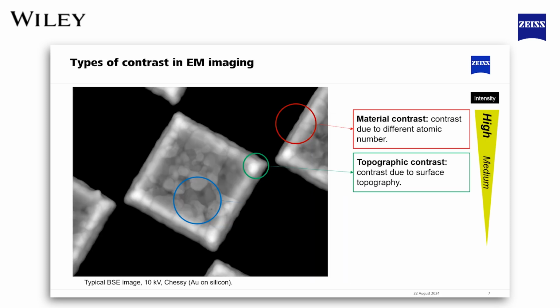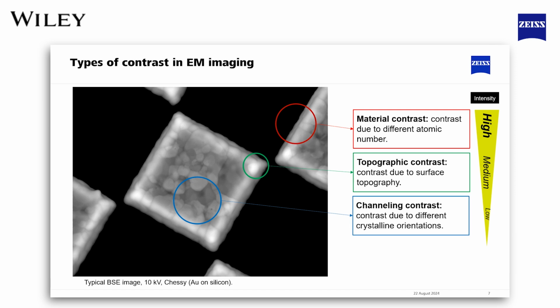Now let's take a look at the contrast in electron microscopy imaging. This image shows many contrasts. From top to bottom, we have material contrast due to different atomic numbers, then topographical contrast, and lastly, channeling contrast. Among the three, as shown by the increasing bar from bottom to top on the right hand side, the channeling contrast has the weakest signal strength, and hence it needs to meet some special conditions for best imaging.